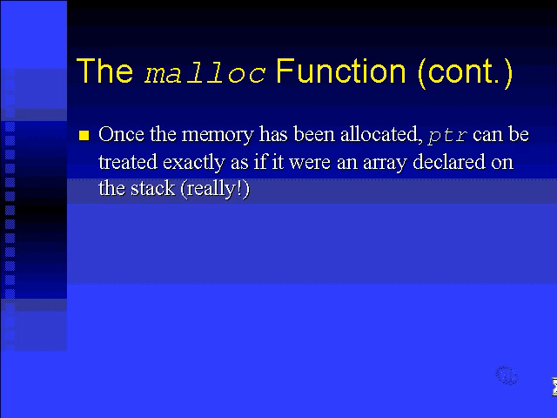Once the memory has been allocated, and this is really interesting, the pointer variable, which is the PTR variable in the previous example, can be treated exactly as if it were an array declared on the stack or declared statically. So what am I saying here? You can treat a pointer as if it were an array. You really can. That might sound extremely odd to you, to treat pointers as if they were arrays. But I suggest that you get used to that idea very quickly.